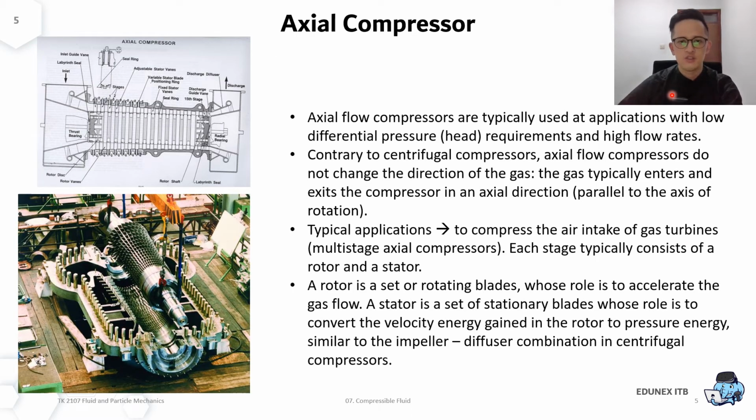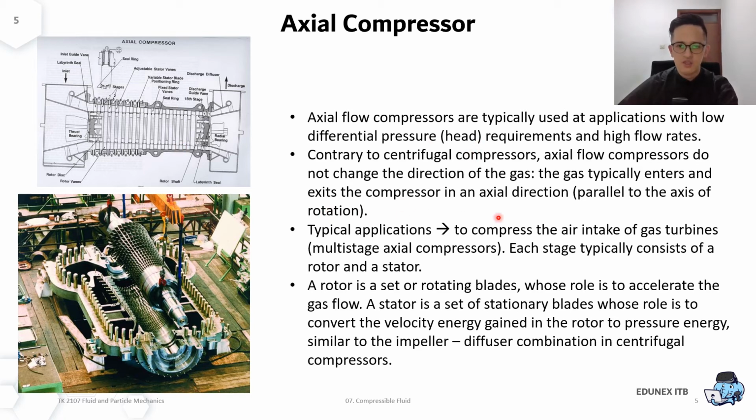So let's move on into the second type of compressor. This is the axial compressor. It is used in applications with low differential pressure and high flow rates. Contrary to the centrifugal compressor, the axial flow compressor does not change the direction of the gas. So let's say in this picture, if it enters in the right direction, it will always go in the right direction until it reaches the end of the compressor. This is different from the centrifugal, where it changes the direction of the fluid because of the rotation of the impeller.